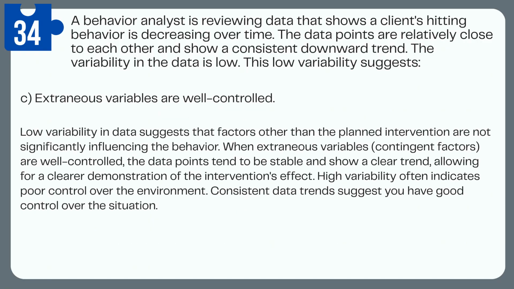Answer: C. Extraneous variables are well controlled. Low variability in data suggests that factors other than the planned intervention are not significantly influencing the behavior. When extraneous variables, confounding factors, are well controlled, the data points tend to be stable and show a clear trend, allowing for a clearer demonstration of the intervention's effect. High variability often indicates poor control over the environment. Consistent data trends suggest you have good control over the situation.